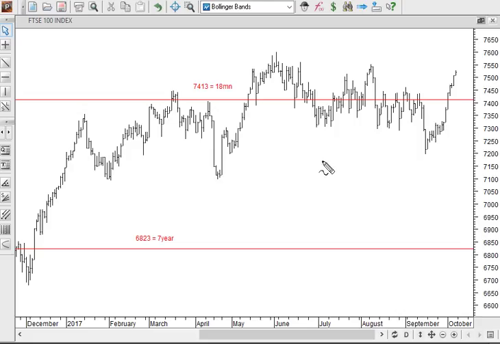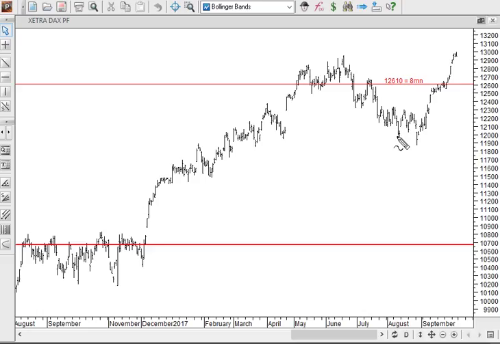This is the UK's FTSE 100 index, large cap. The level that we've been following is 74.13, which is the 18-month, and the FTSE, helped somewhat by recent weakness in the pound, has seen a very strong rally back above that level, so it puts this chart back in a strong price location currently. German DAX also back above its 8-month here and actually managing a new high at this point.